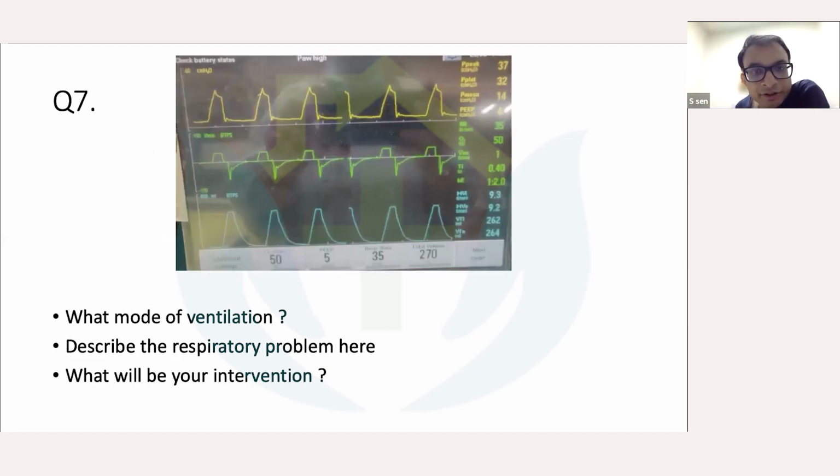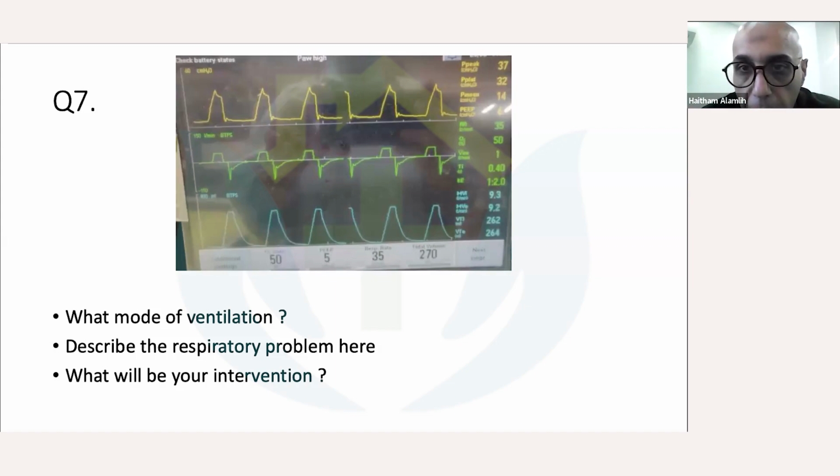See the ventilator graph, and you will have to tell me what mode of ventilation it is, what kind of respiratory problem we are dealing with, and what will be your plan of intervention. First of all, this is volume control. This is the tidal volume. This is the type of ventilation.